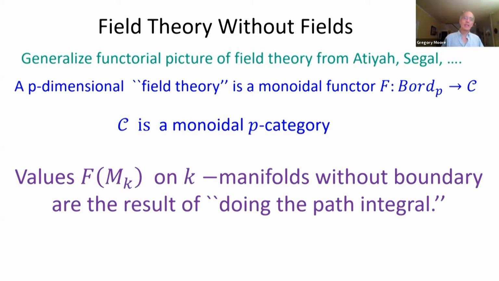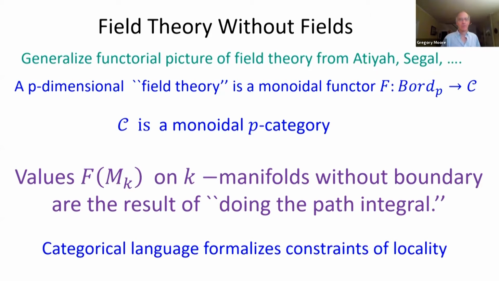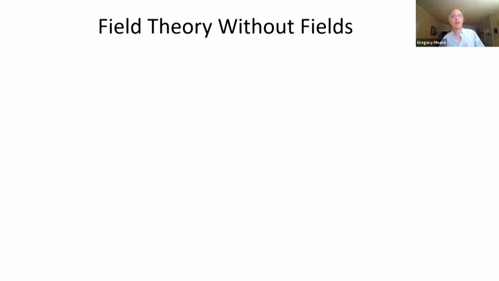And then the idea is that the values of the functor on M_k, where M_k is a compact k-manifold without boundary, are the result, the answer, of doing the path integral. So we never see the fields that we do the path integral over. We just get the answer. And what the categorical language does for you is it formalizes the constraints of locality.